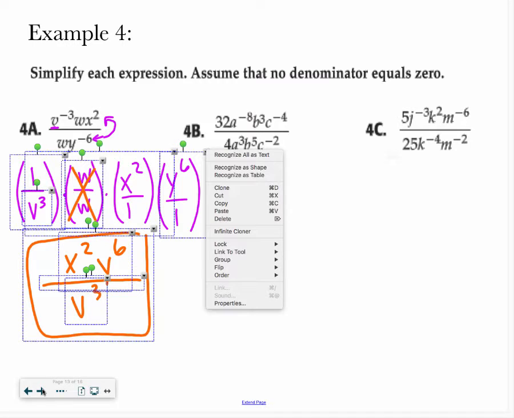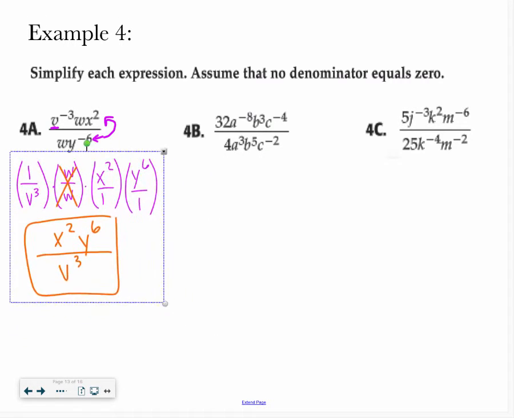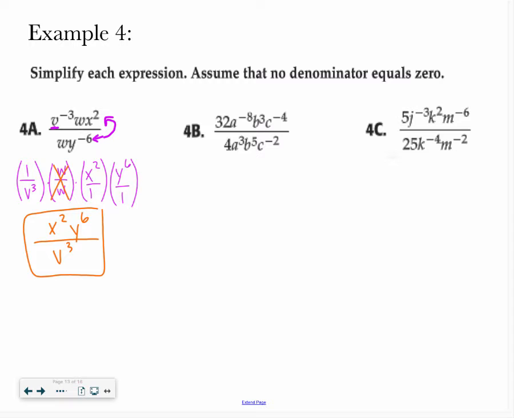Now let's take a look over at the center problem here, part B. We have 32a to the negative 8th times b to the 3rd times c to the negative 4th, divided by 4 times a to the 3rd, b to the 5th, c to the negative 2nd. So this time, we're going to start with our whole number. We have 32 divided by 4 times, I have an a to the 3rd here, and I have an a to the negative 8th on the bottom. So I'm going to move that down to the bottom.